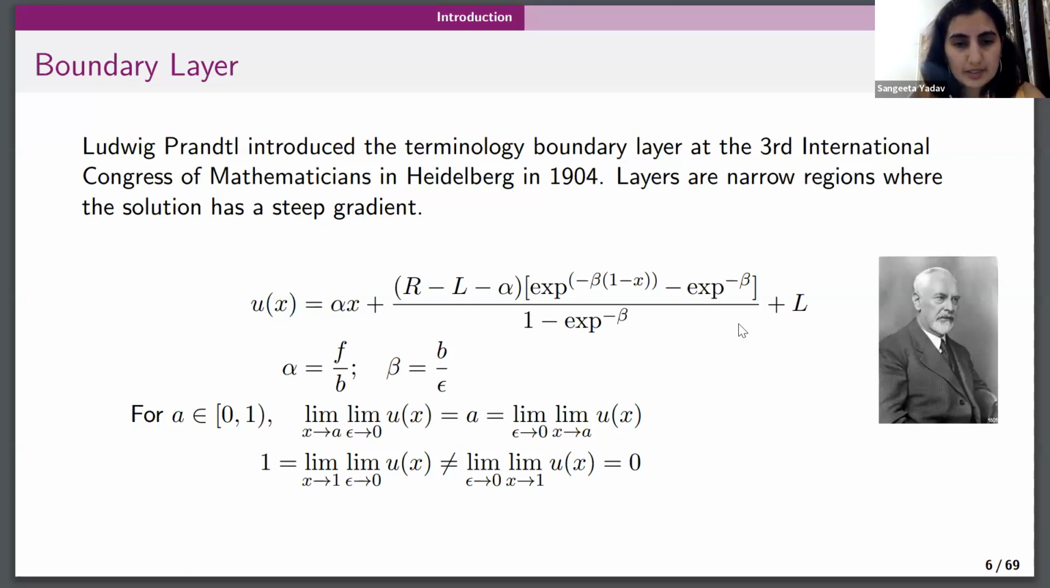Most singularly perturbed differential equations have a boundary layer in the numerical solution. By boundary layer, I mean narrow regions where the solution has steep gradients. For example, for the analytical solution of the previous equation, we'll check why and where the boundary layer comes.